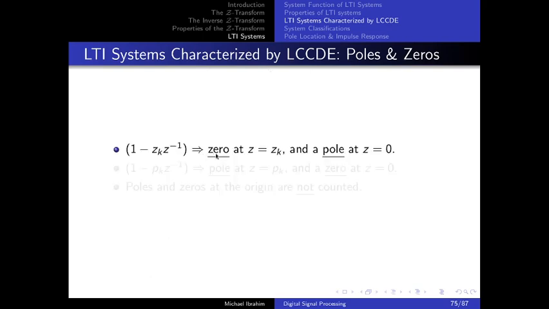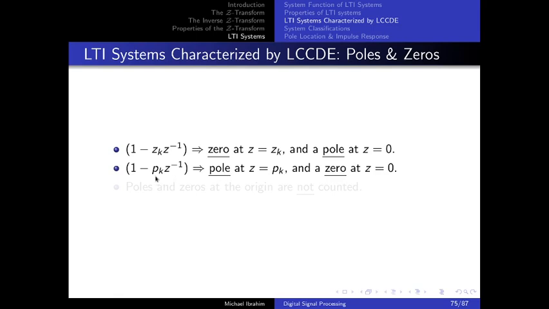Now if we have a zero, which takes the form 1 minus zk z to the power minus 1, where zk is the location of the zero, we would have a zero at z equals zk, and we'll have a pole at 0. How's that? If you put z equals 0 in here, 1 over 0 gives you infinity. Infinity in the numerator means we have a pole. So every zero at any location will come with a pole located at the origin.